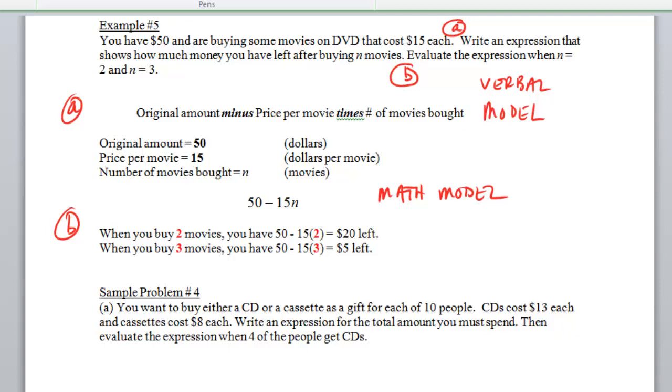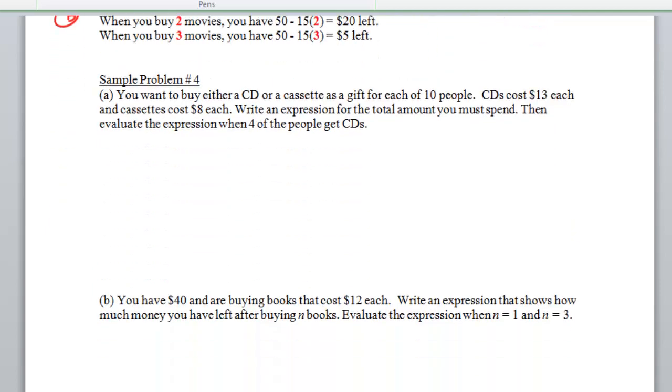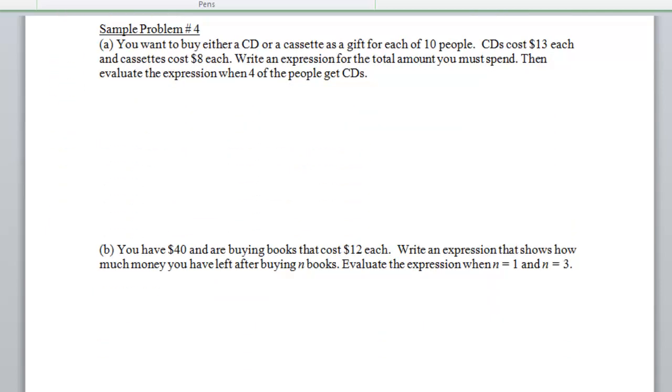So let's go ahead and move on down to sample problem number 4. Sample problem 4 I've broken up into 2 parts. So go ahead and pause your video at this time and work part A and part B of sample problem number 4.